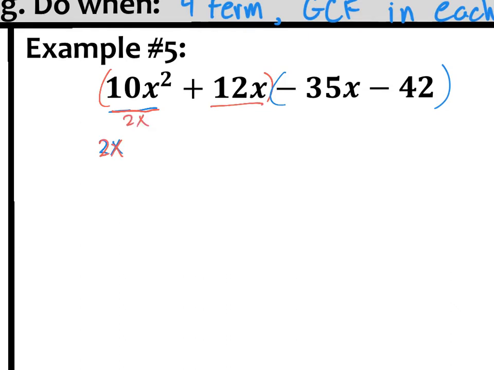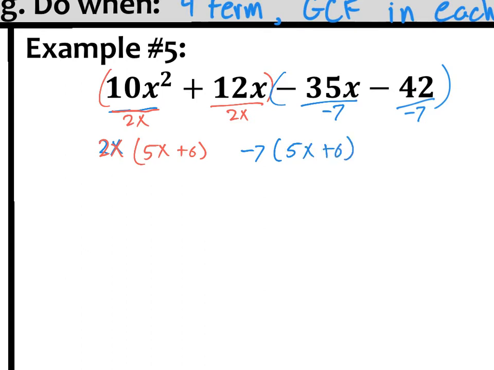So divide by 2x from both of them. 10x squared divided by 2x is 5x. 12x divided by 2x is plus 6. Okay. Then negative 35x and negative 42. Common between those is negative 7. So minus 7. Divide both those by negative 7. And we get 5x plus 6.